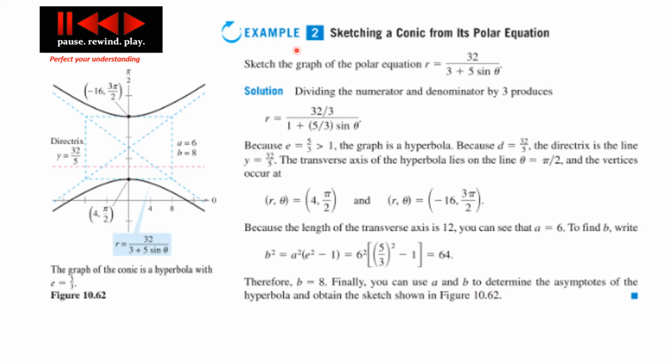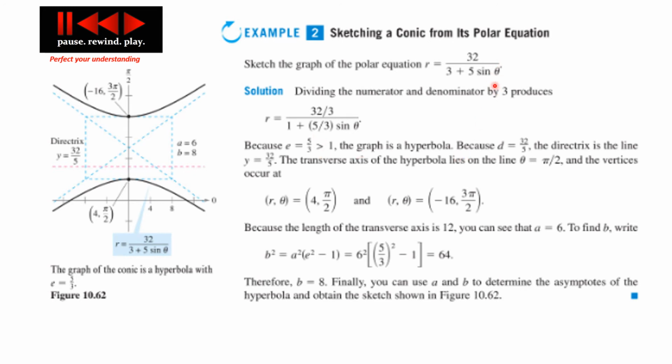Let's look at another example. Again, we're sketching a conic from its polar equation, and again, this is a good one for you to try. We're sketching the graph of the polar equation r equals 32 over 3 plus 5 sine theta. This time, when we divide all the way through by 3, we get 32 over 3, and the coefficient here is 5 over 3, and that means this is a hyperbola.